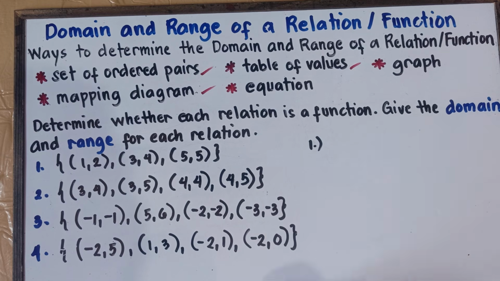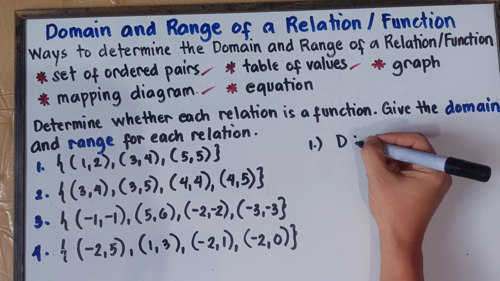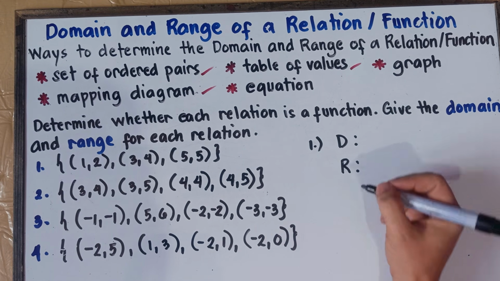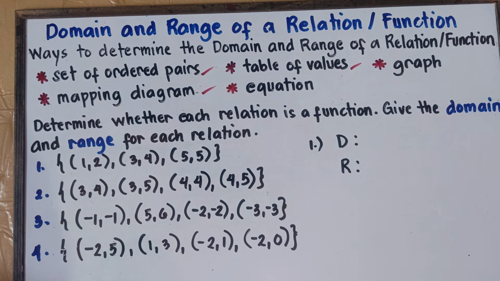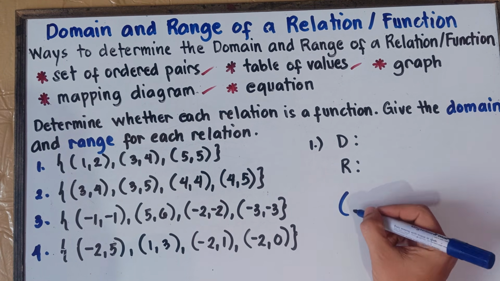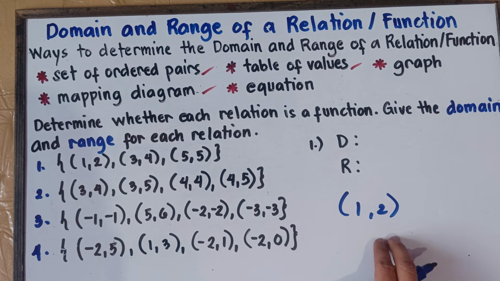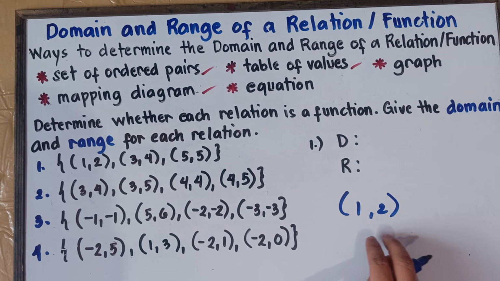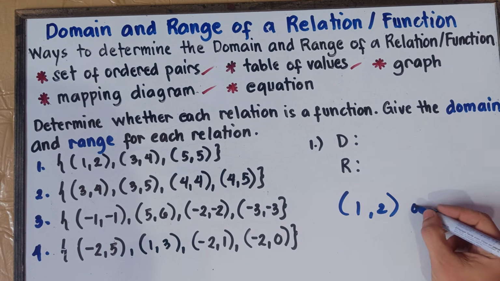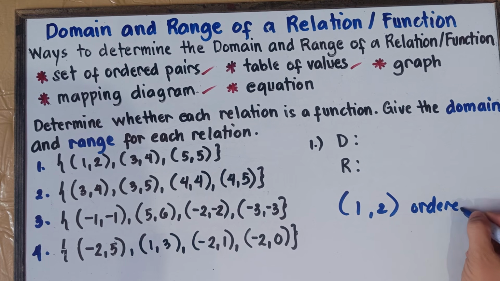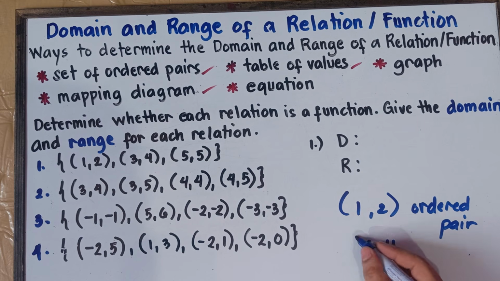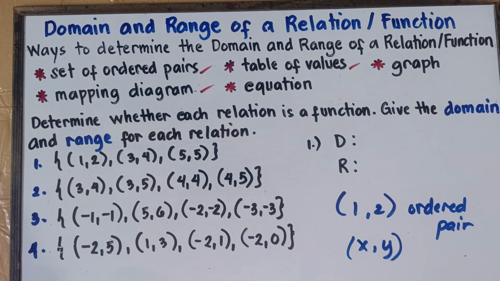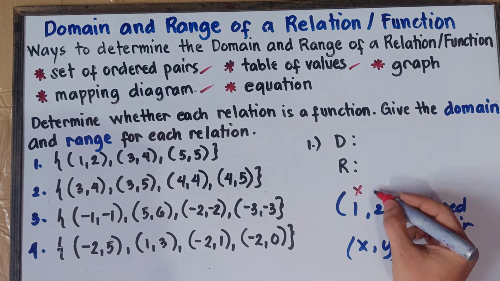Alright, so number 1, the domain, and then the range. Once again, class, the domain, that would be the X value. So this one right here, example number 1, we call this one an ordered pair. Now, an ordered pair is always X and then Y. So the first number is X, and the second number is Y.